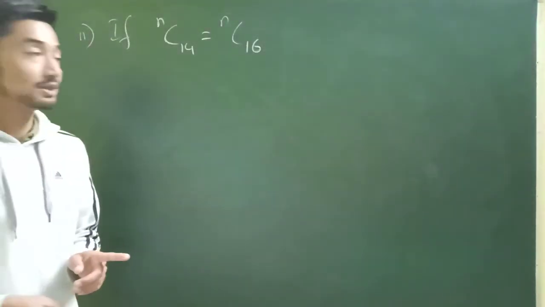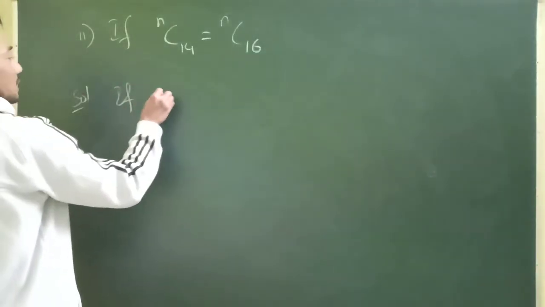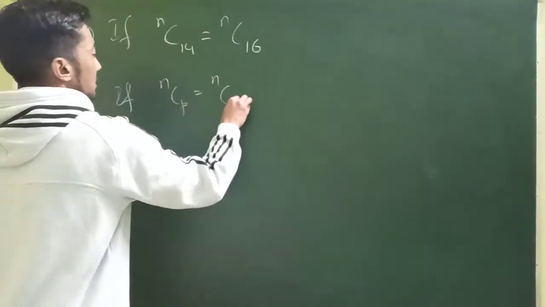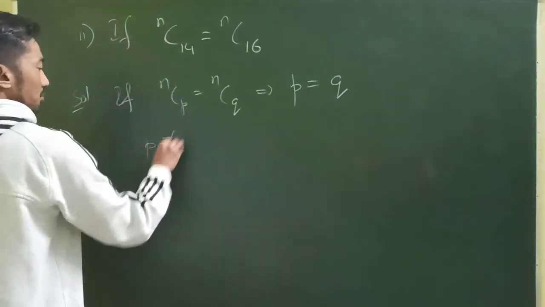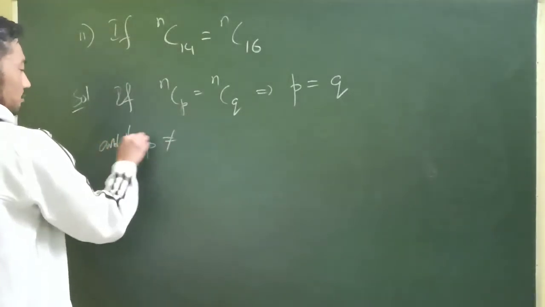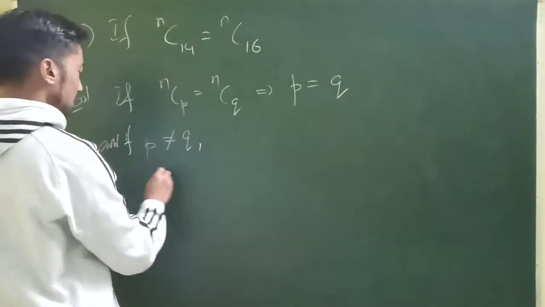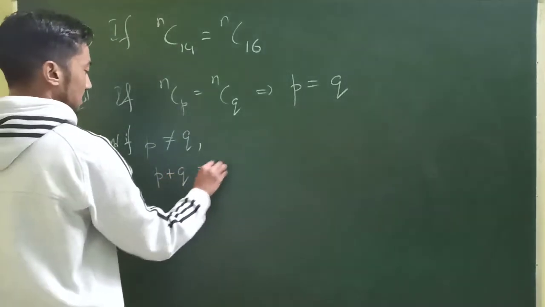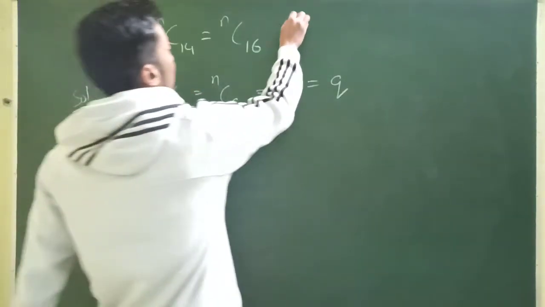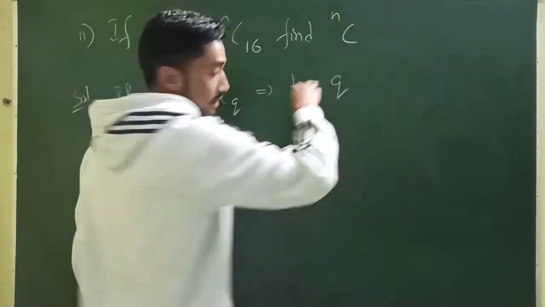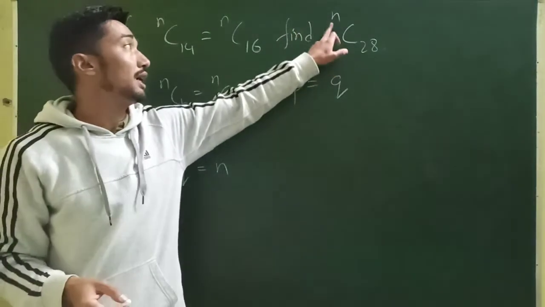Now, remember that last theorem which I gave you: if nCp is equal to nCq, then that implies p is equal to q. But if p is not equal to q, as here, 14 is not equal to 16, then p plus q is equal to n. So the question is, if nC14 is equal to nC16, find nC28.